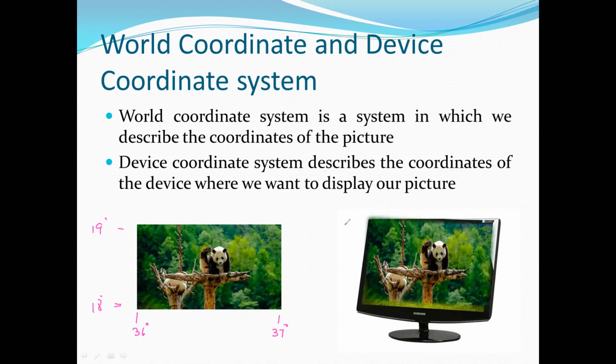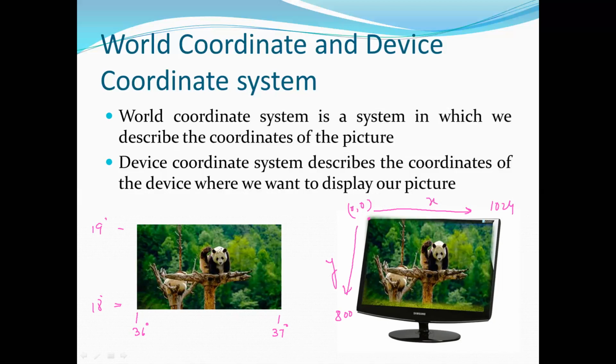So let us say that this display device has some x coordinate. Along this direction this is x, and along this direction this is y. This location starts from 0, 0, so this is the origin. And suppose this ends at 1024. That means the number of pixels along the x direction is 1024, and the number of pixels along the y direction may be, suppose, 800. So here you can see this entire picture.